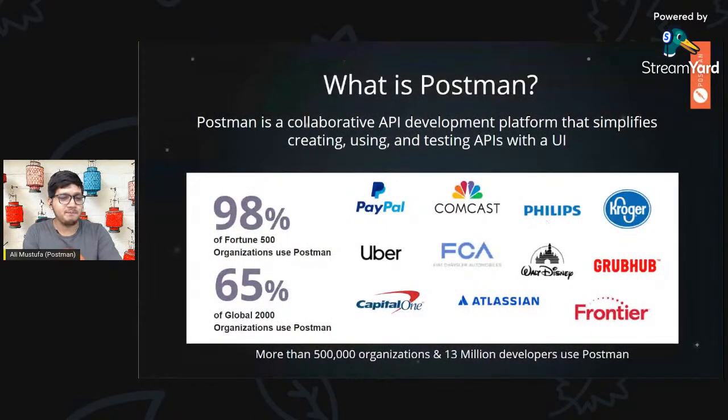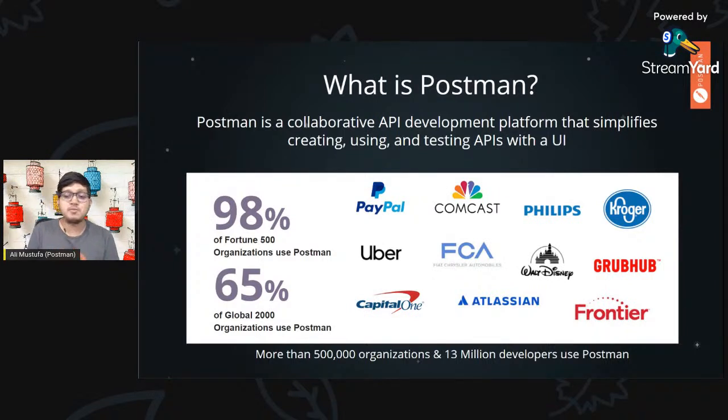What is Postman? Postman is a collaborative API development platform that simplifies creating, using, and testing APIs with a UI. Postman enables you to work with APIs collaboratively. What does collaboration mean? I'll answer your question regarding collection. Let's say you're working with an API, you can create a team workspace and create a collection. Now, your teammates can also use the same collection which you're working on, and you can collaborate together in real time. That is the power of Postman when it comes to collaboration and working with APIs.